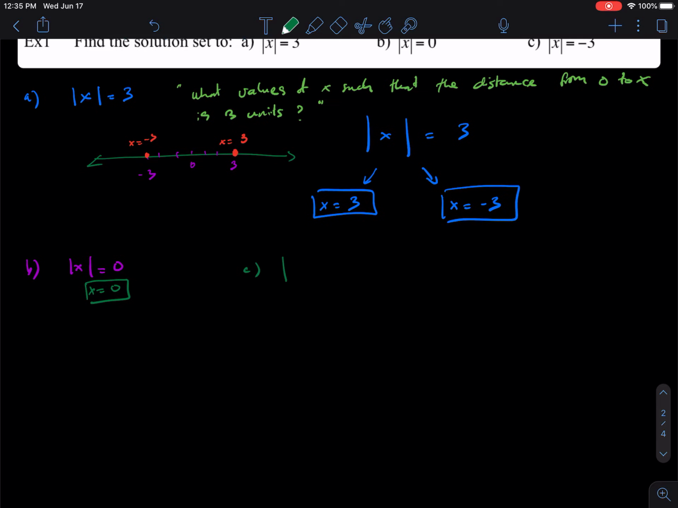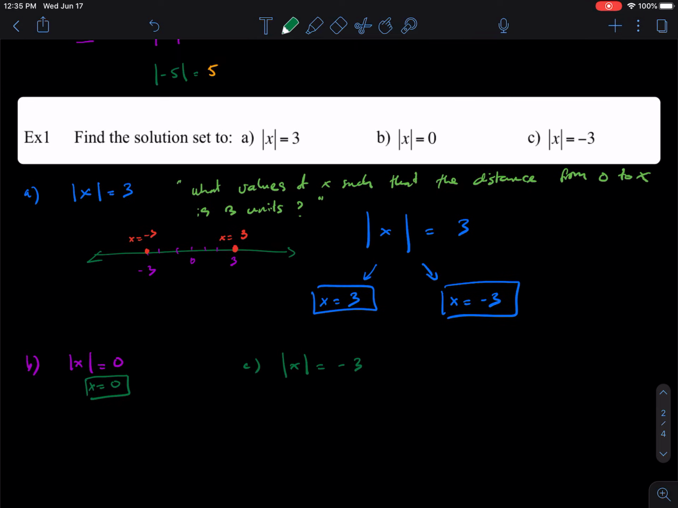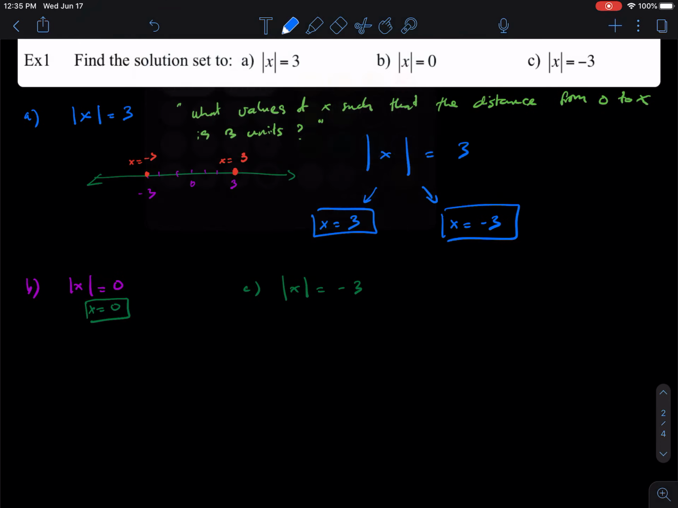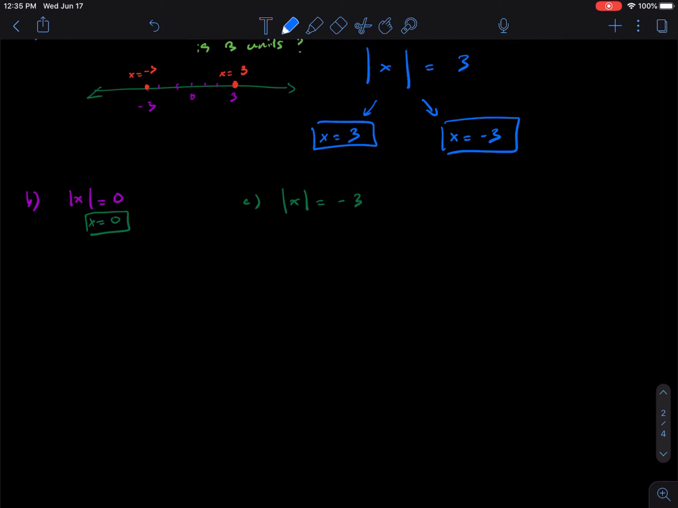Part C, what value of x so that it is negative 3 units from 0? We talked about how distance can't be negative. So in this case, there is no such x value that has a negative distance. So we say no solution, because the absolute value of a number, based on the definition, can't be negative.